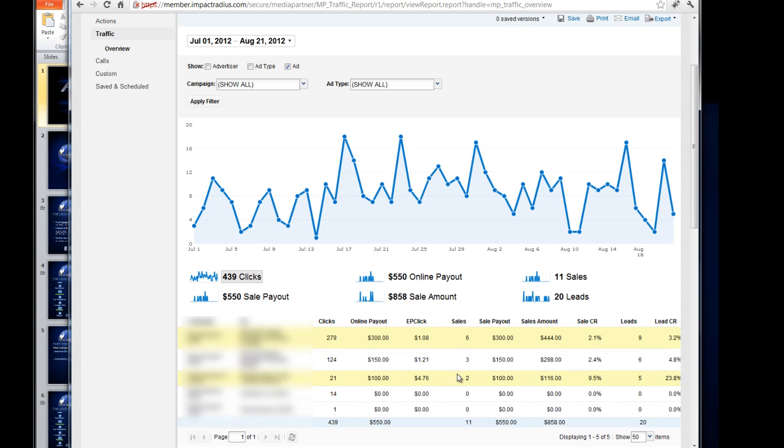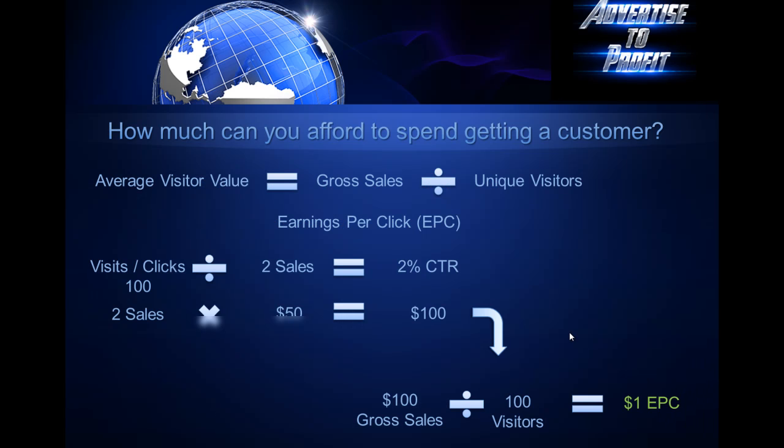So that's a real life example of how you can use Banners Broker to test your marketing campaigns before you start actually spending a lot of money on advertising them. You want to make sure you can work out your earnings per click.